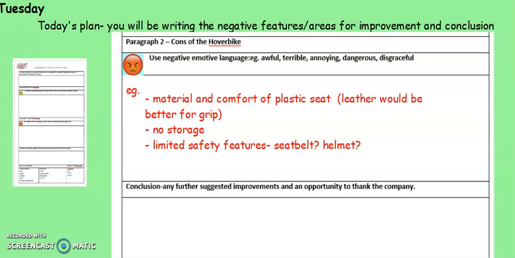On your planning sheet, you're writing the latter two paragraphs, so this part down here. You might use some negative emotive language today, awful, terrible, annoying, etc. And you're going to plan your ideas in this section here first. I've decided I want to write about the seats, the material and the comfort of the seats, and suggesting that leather might be better. I'm going to mention that there was no storage, and I'm going to talk about limited safety features.